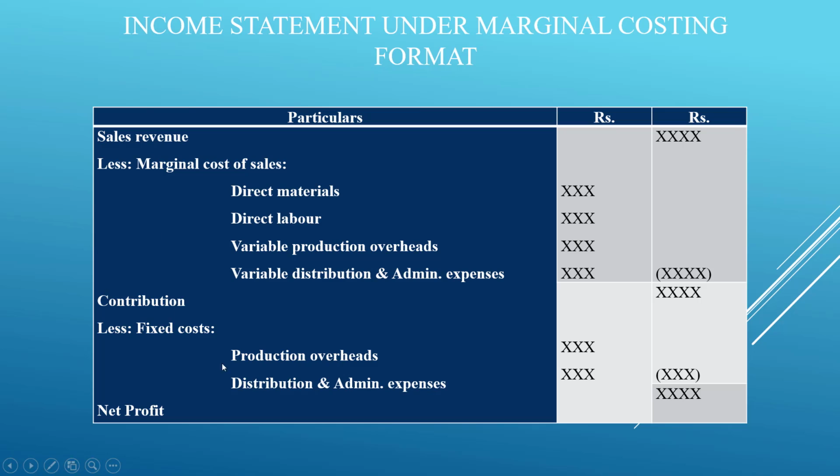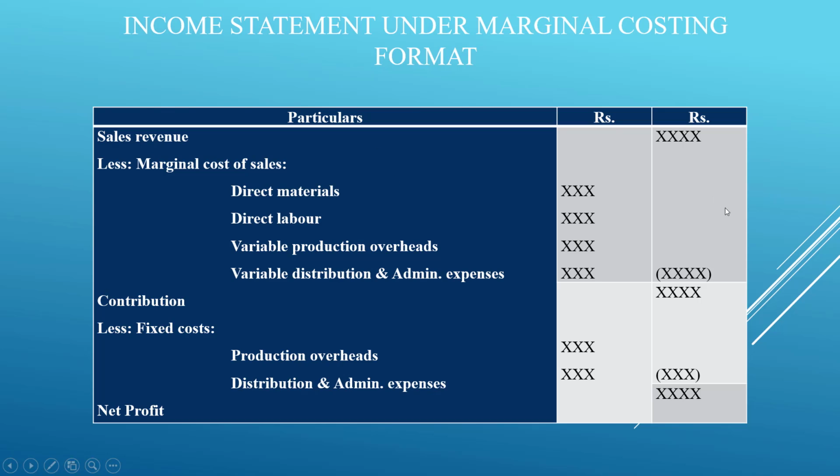Now what can we see from this format? We can get two formulas from here. What formula can we get? Sales revenue minus marginal cost of sales gives you contribution, or else sales minus variable cost gives you contribution. Now contribution minus fixed cost gives you net profit. So this is the format of the marginal costing income statement.